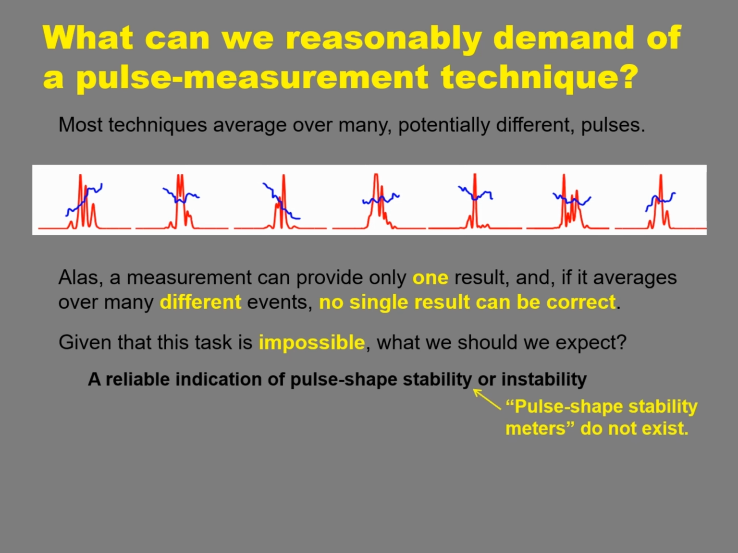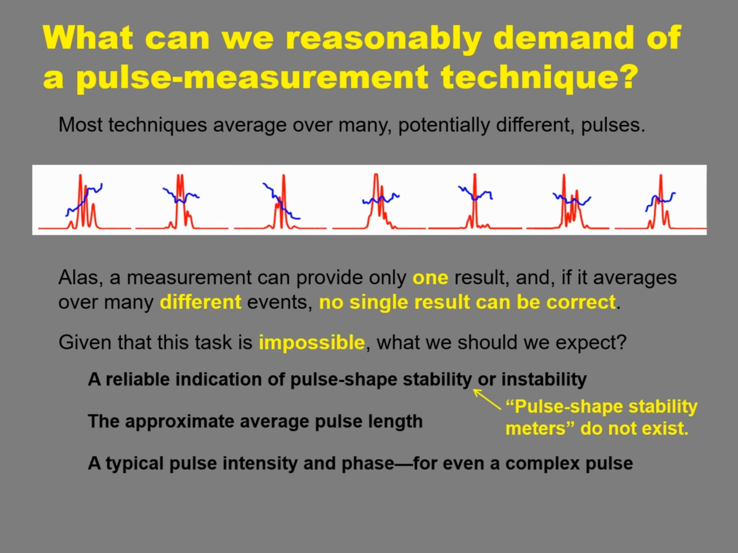Well, first, because pulse shape stability meters don't exist, this task falls to our device, which therefore needs to provide a clear indication as to whether pulse shape instability is present in the pulse train. And even if there is instability, the measurement should provide some characteristics of a typical pulse, such as the correct pulse length. Ideally, the measurement would also yield a typical intensity and phase, and it should be able to do this for even a complicated pulse. Otherwise, it'll mistake complicated pulses for simple ones, which would be bad.